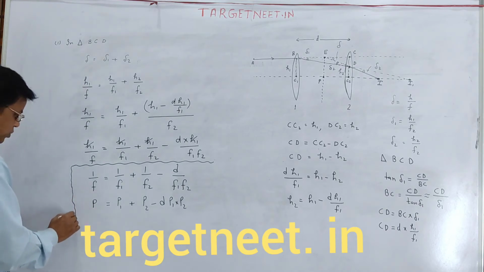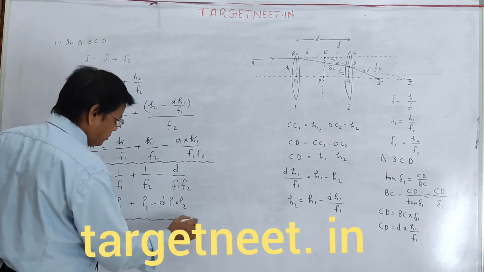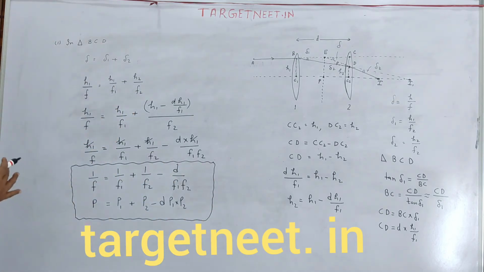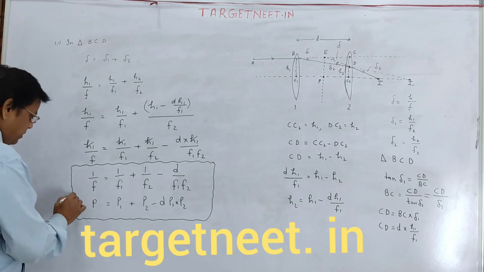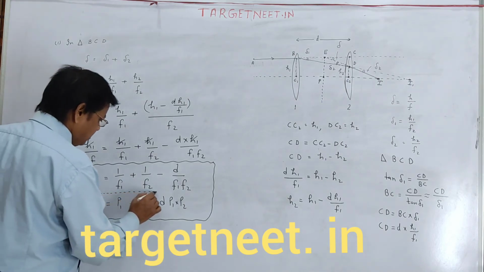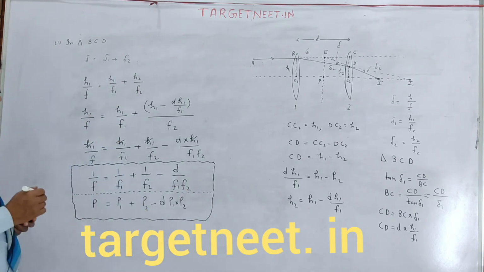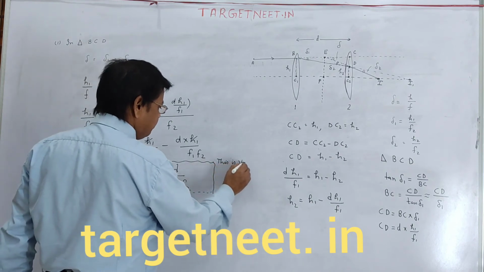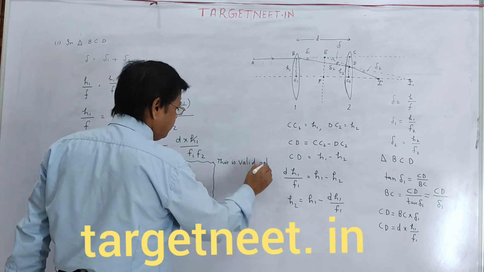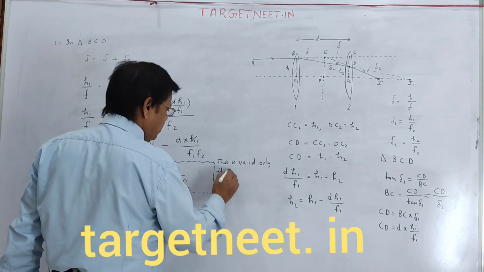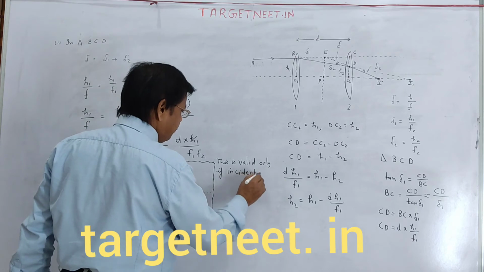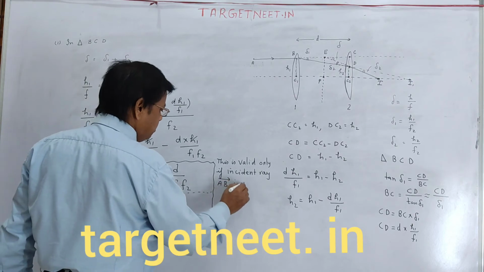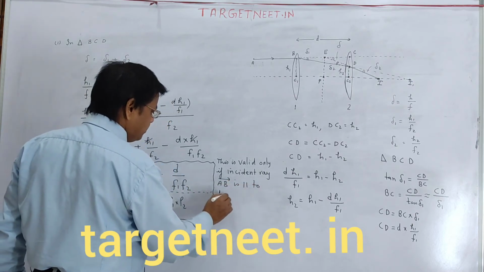So these are the two expressions you should remember. But this expression is applicable, or true, only if the incident ray is parallel to the principal axis. So remember this restriction. This relation is valid only if the incident ray AB is parallel to the principal axis.